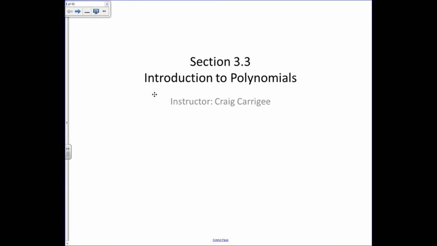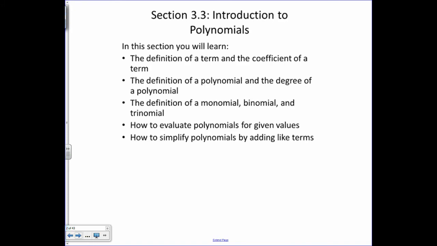Today we're going to talk about the introduction of polynomials. So in this section, you're going to learn the definition of a term and a coefficient. You'll learn the definition of a polynomial and what the degree of a polynomial means, the definition of a monomial, binomial, and trinomial, how to evaluate polynomials for given values, and how to simplify polynomials by adding like terms.